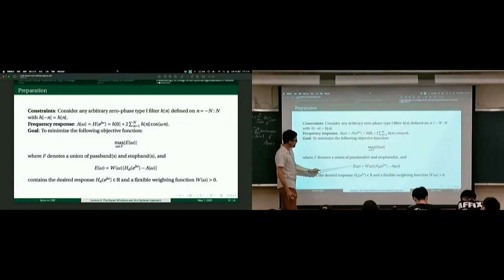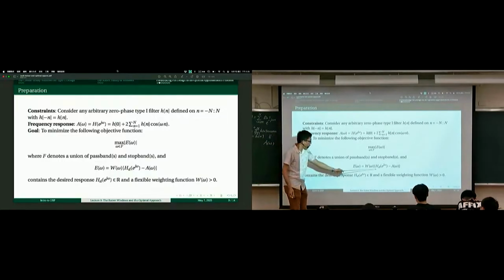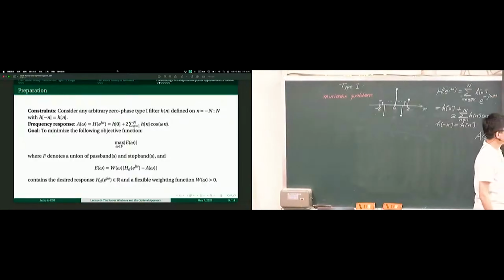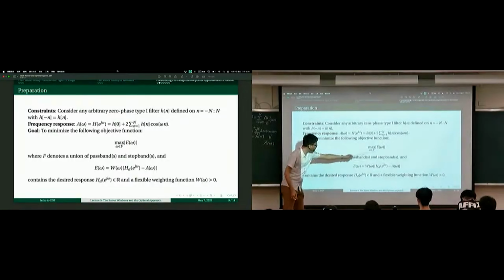So here, our error function is weighted. You can weight it for different frequencies: weight the low frequency larger, the high frequency smaller, and so on. The weighting function times what's inside here is really the approximation error. The approximation error is weighted, and then we want to minimize the maximum of the absolute weighted error.